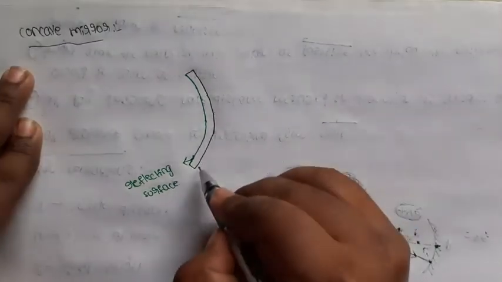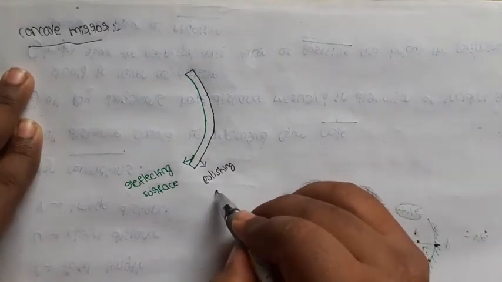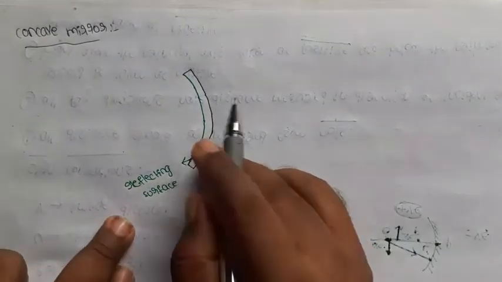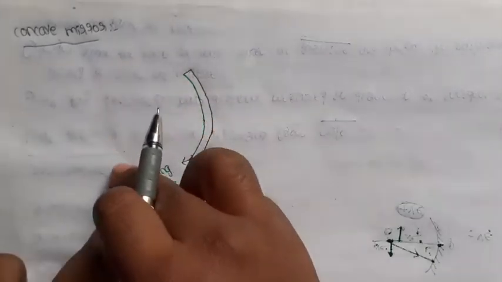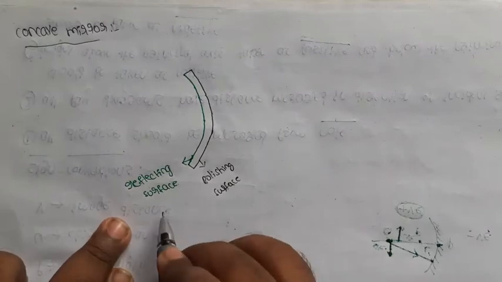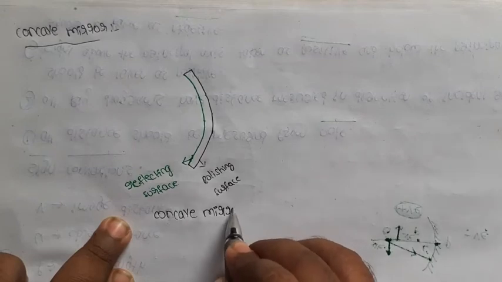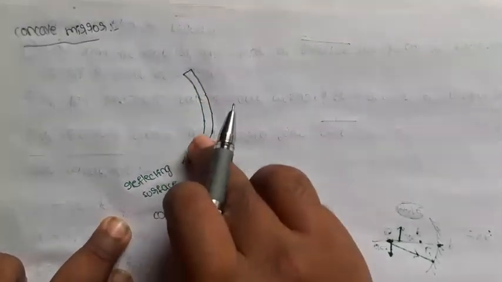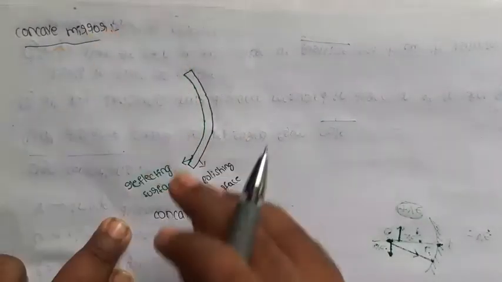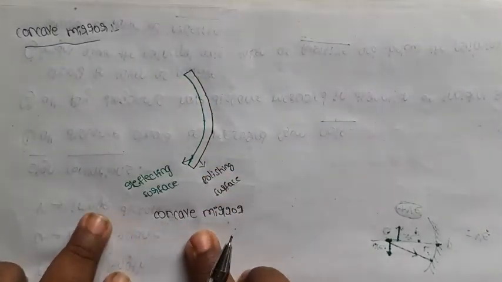Okay, this is the polishing surface. The reflecting surface of the curved mirror is towards the hollow sphere. Towards the hollow sphere, we can say that this is a concave mirror, that is called concave mirror.